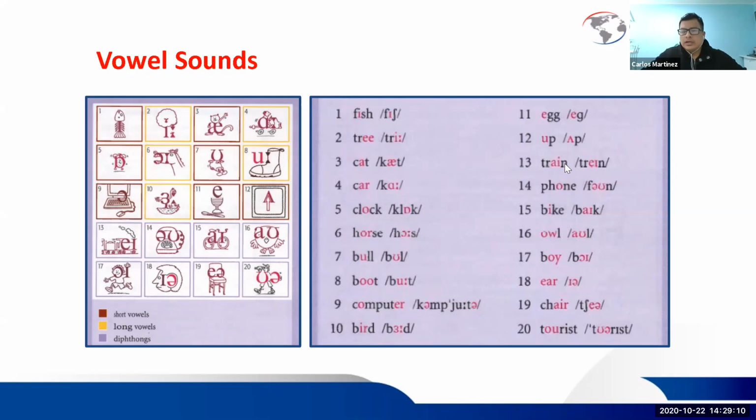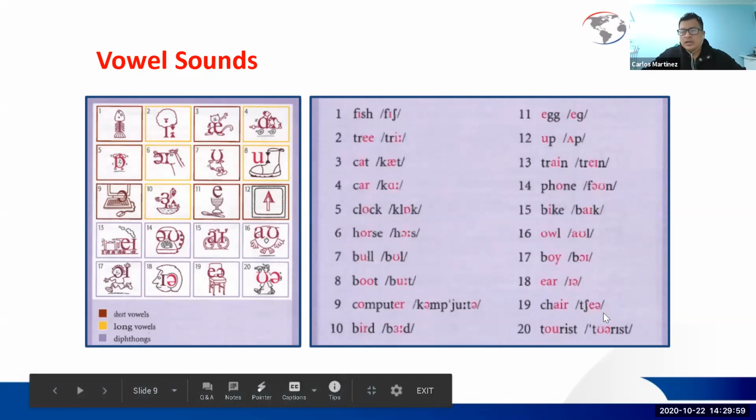This sound A, train. Then we have the O, phone. Then we have the I, like bike. Every sound is pronounced. Then we have the owl, the L sound, owl. Then we have the oi, like boy. Then the ear, you know, the ear. Then this sound, the air. Then we have the tourist.